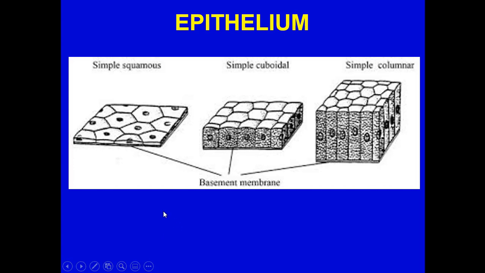Here's another diagram showing you always epithelial cells will have a basement membrane underneath. Okay, this is to provide support and contact for the cells. In some cases, the basement membrane may be sophisticated, as we will get into when we get into histology of tissues.